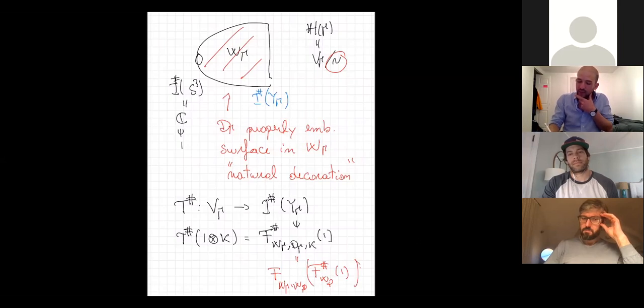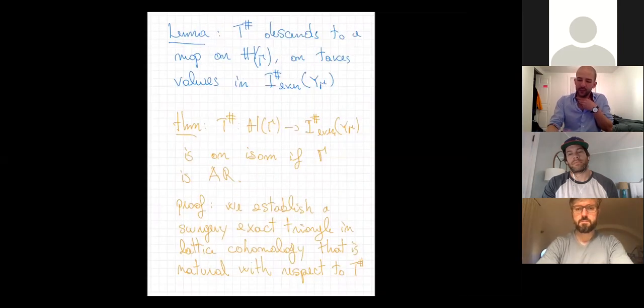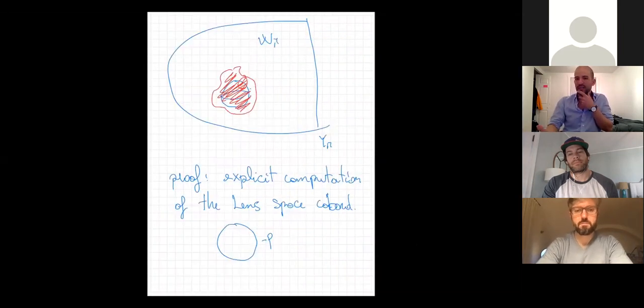And you see, if 1 is sent to 0 by this map, here there is a characteristic vector too. If 1 is sent to 0 by this map, then it is going to be sent by the composition to 0. So this is going to be 0, right? This is what yields the relations. The point is that you have to understand what this map sends to 0 to find the relations. So this leads to an explicit computation of the lattice space cobordism.